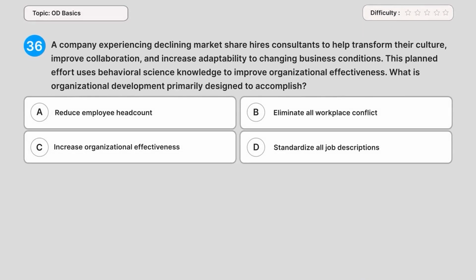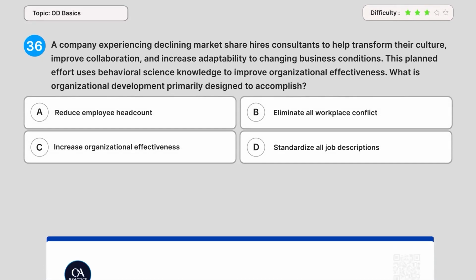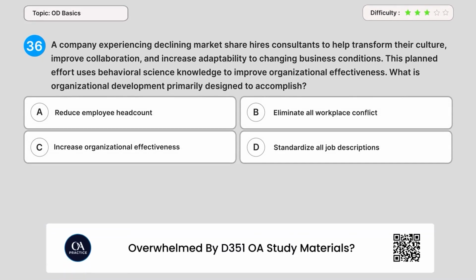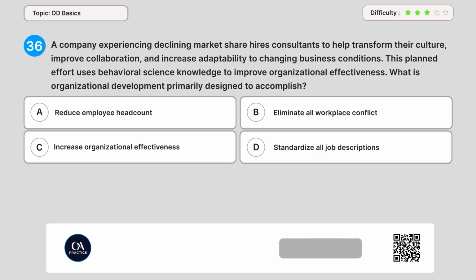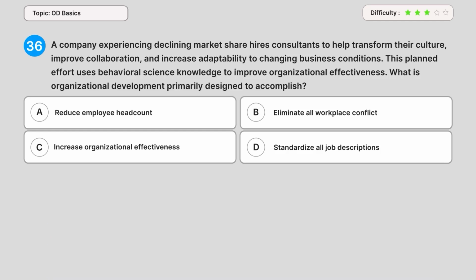36. A company experiencing declining market share hires consultants to help transform their culture, improve collaboration, and increase adaptability to changing business conditions. This planned effort uses behavioural science knowledge to improve organisational effectiveness. What is organisational development primarily designed to accomplish?